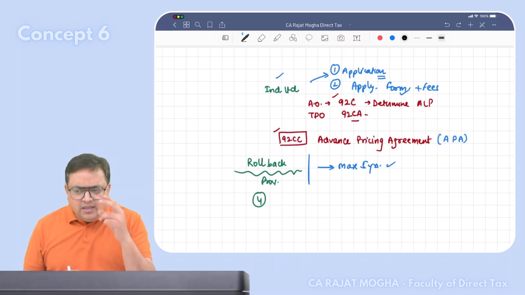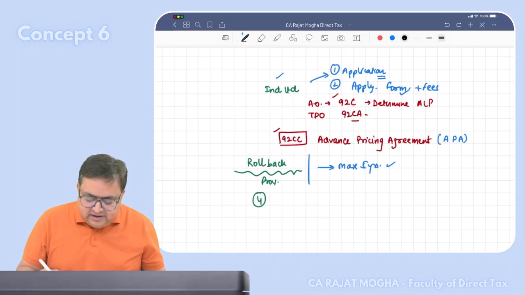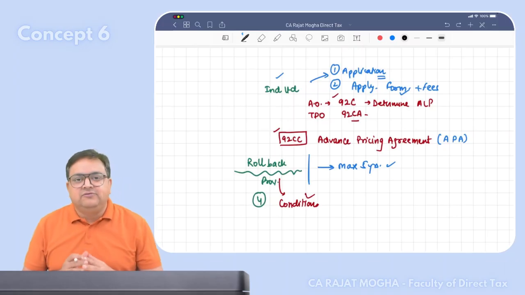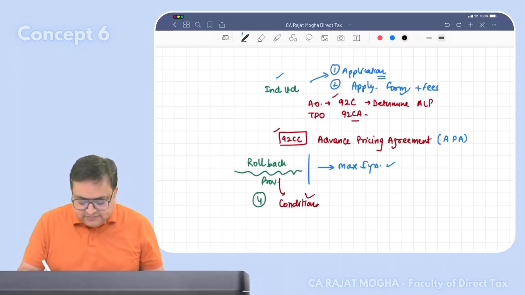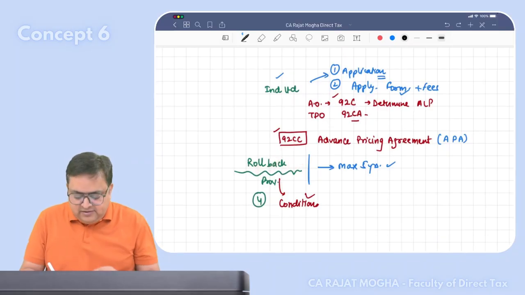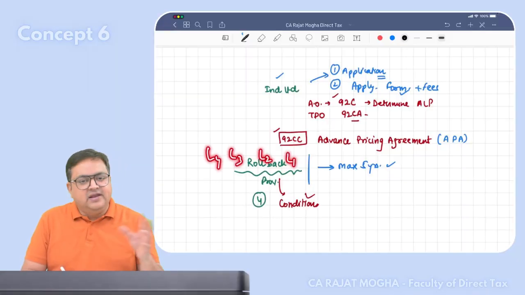Understood? But yes, there are a few conditions, which are very important for examination, guys. What are the conditions of rollback provisions? We'll be doing those conditions also. And sir, there is a condition for every year. So let's say, for example, the last years are last year 1, last year 2, last year 3, last year 4. These are the last 4 years.